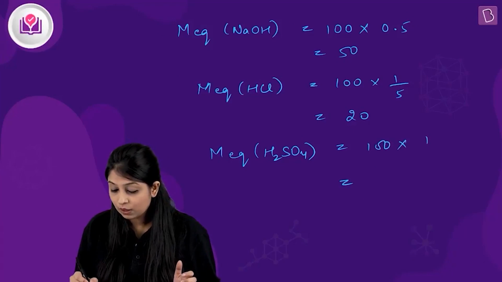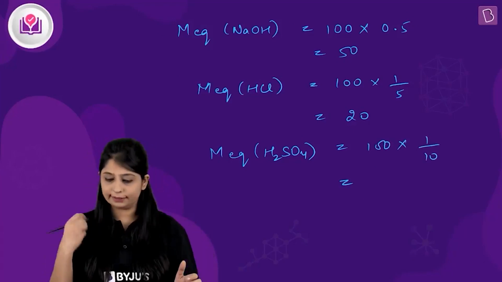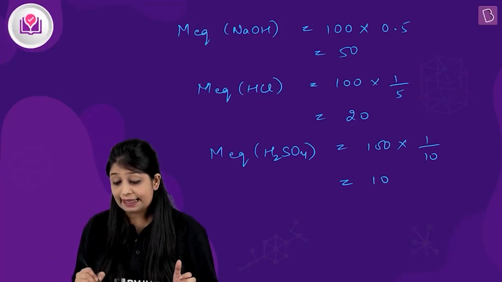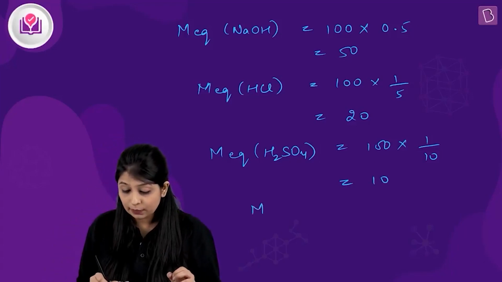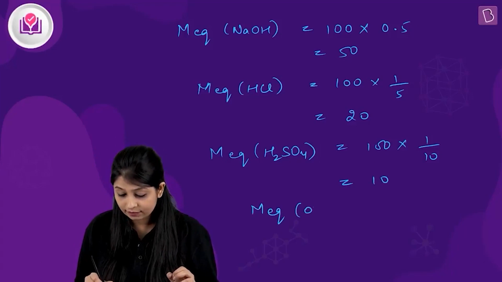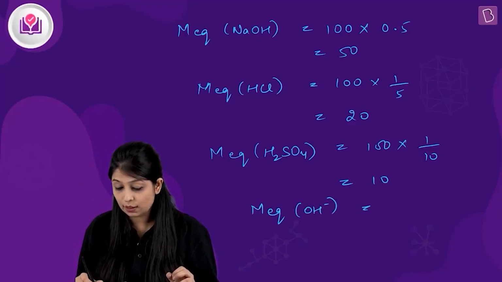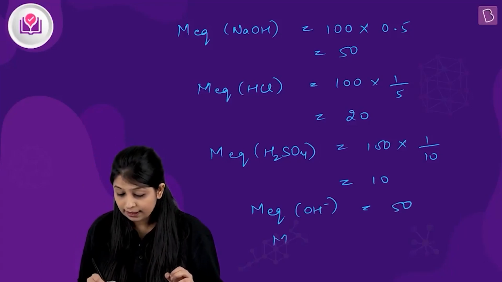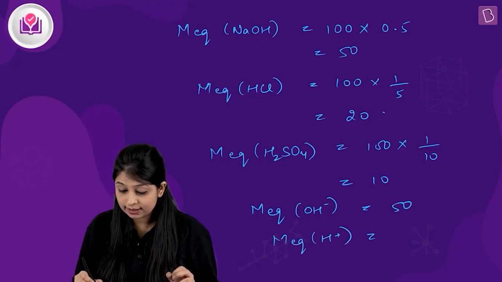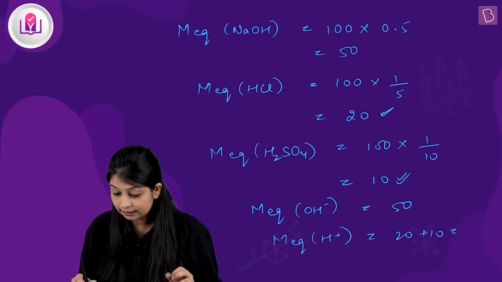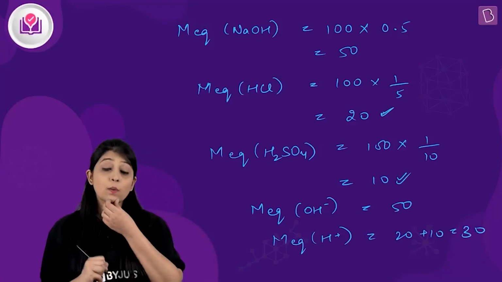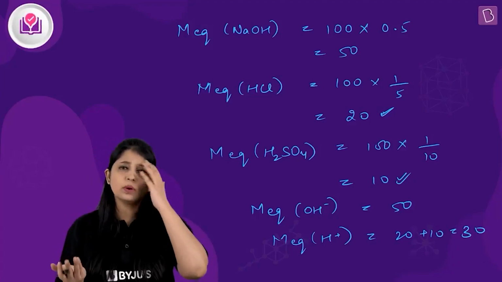100 is the volume. 1 by 10 is the normality. What do we get? We get 10 milliequivalents of H2SO4. So if we see here, the milliequivalents of base, if I say OH minus, is 50. And the milliequivalents of H plus, that is this 20 plus 10. That is 30. Correct. So when the reaction happens, what would happen?